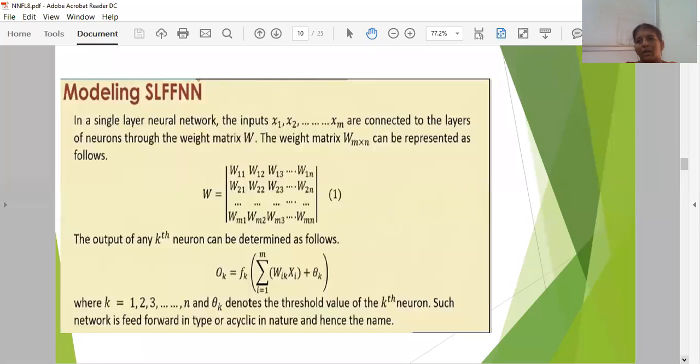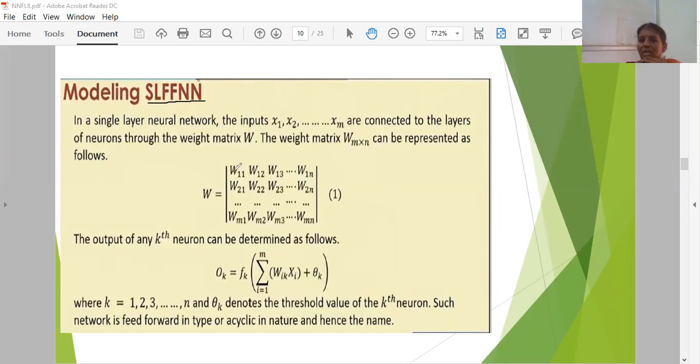Next, how to model when you are considering n number of neurons in the single layer neural network. Okay, you need to model your SLFFNN, which indicates single layer feed forward neural network. Here it is indicating single layer feed forward neural network. Okay, so when you are going to consider m number of neurons, how to calculate, how to represent the weight matrix.